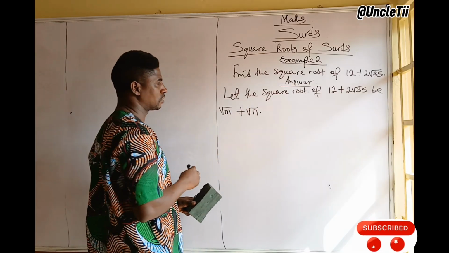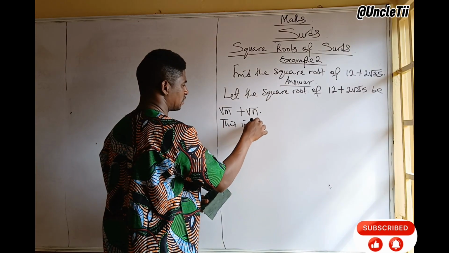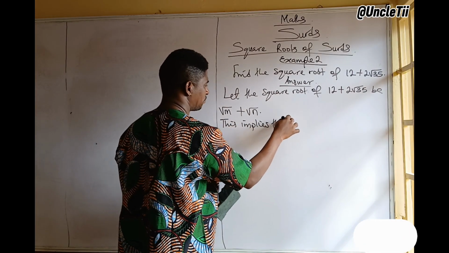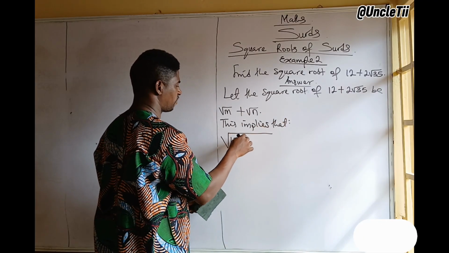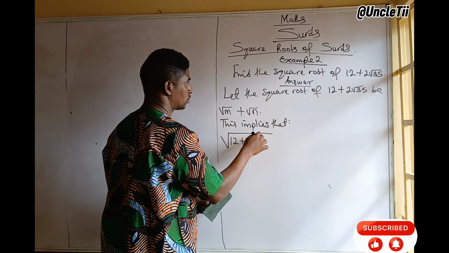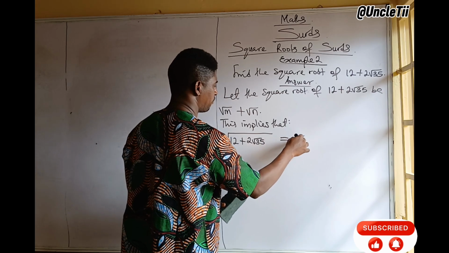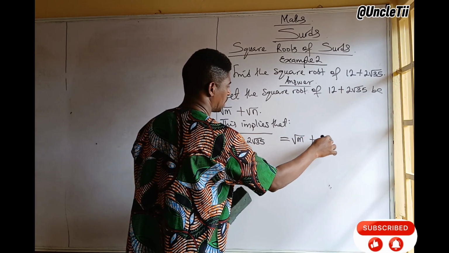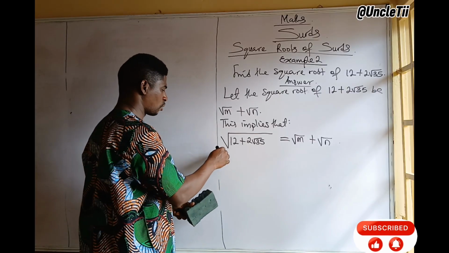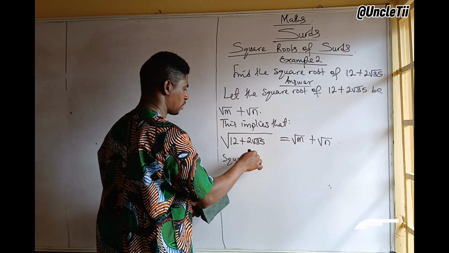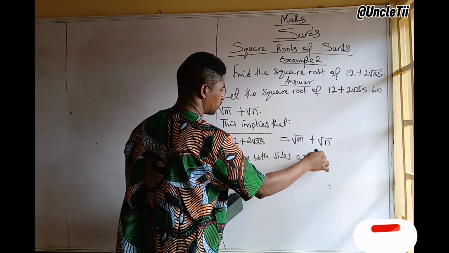Let us translate this assumption now to mathematics. This implies that the square root of 12 plus 2 root 35 is equal to root m plus root n. So we square both sides as follows.